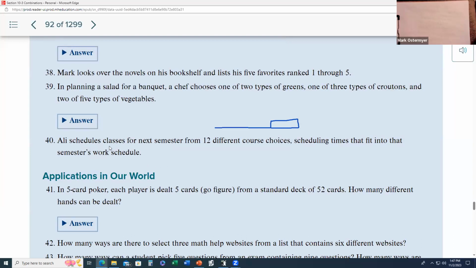Ollie schedules classes for next semester from 12 different course choices. Scheduling times that fit into the semester's work schedule. You think order would matter there and how you select your courses from 12 course choices? I would, yeah.